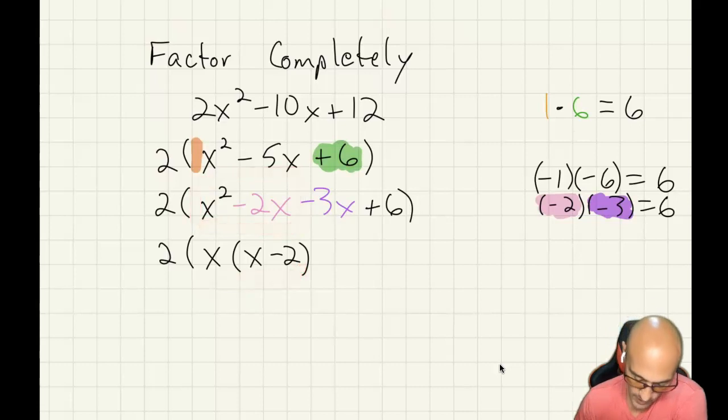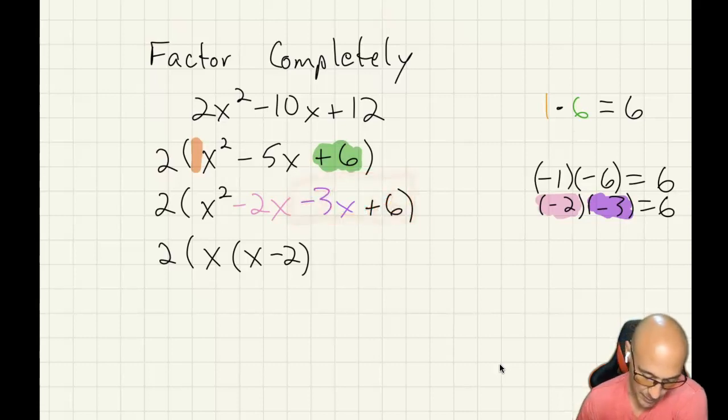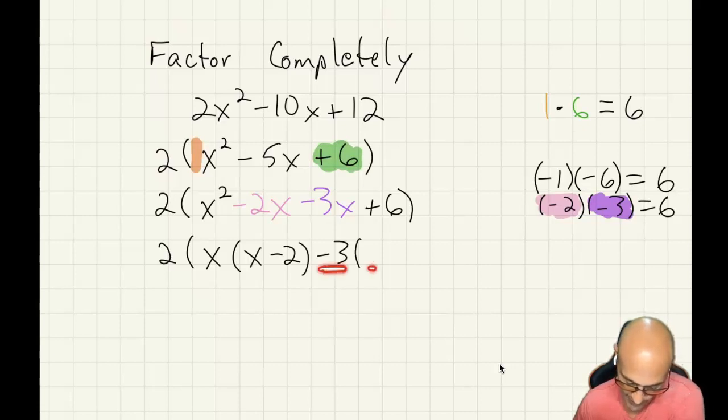Okay, all right. So now we're going to factor this part right here, and both of those are divisible by negative 3. So negative 3 is divisible by negative 3, and positive 6 is divisible by negative 3. So I'm going to factor out a negative 3. And when I do negative 3 times something, it has to equal negative 3x. Well, it's going to be x. And negative 3 times something is a positive 6, and that's a negative 2.